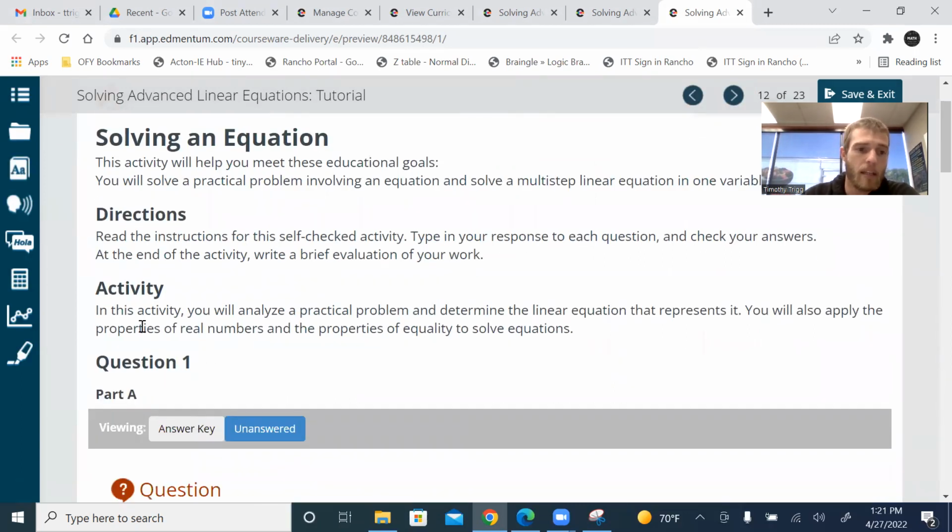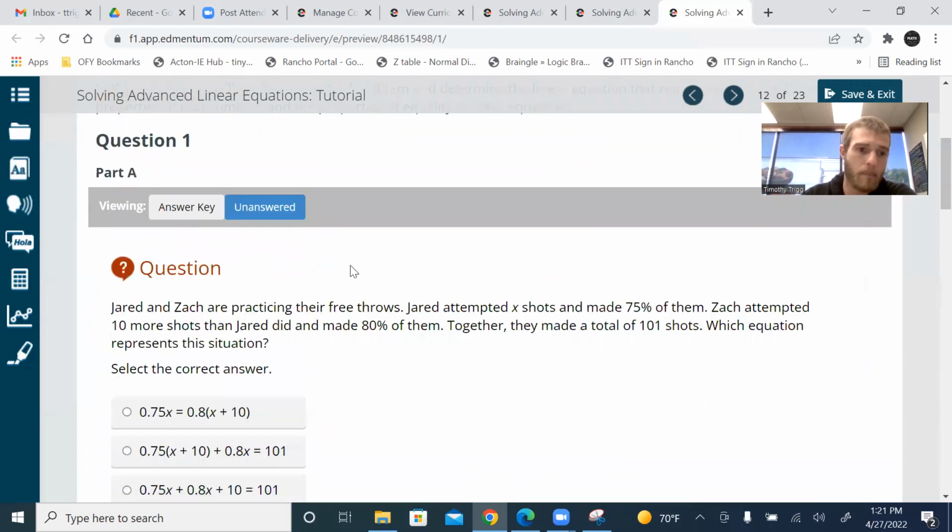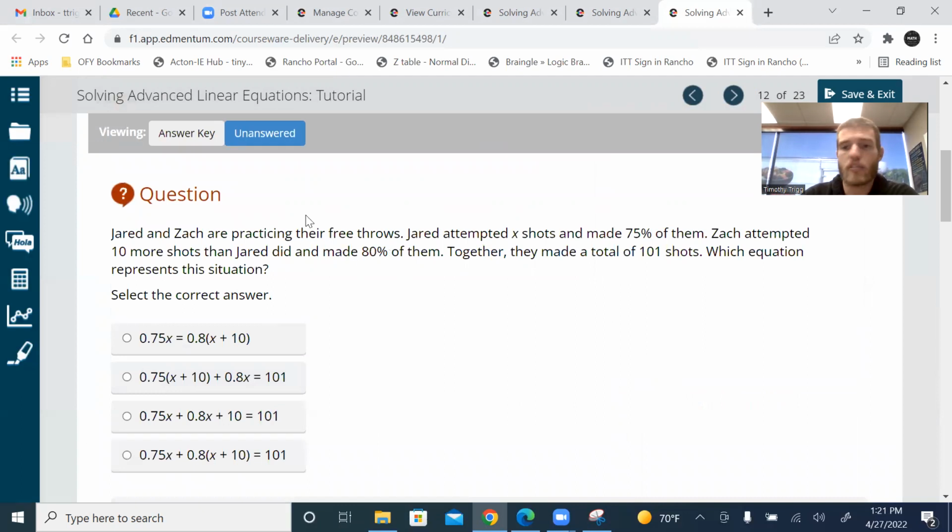It says, in this activity, you will analyze a practical problem and determine the linear equation that represents it. You will also apply the properties of real numbers and the properties of equality to solve equations. So a bunch of the same stuff we did in the last lesson. Again, just a little more detailed. Let's take a look at this first question here.